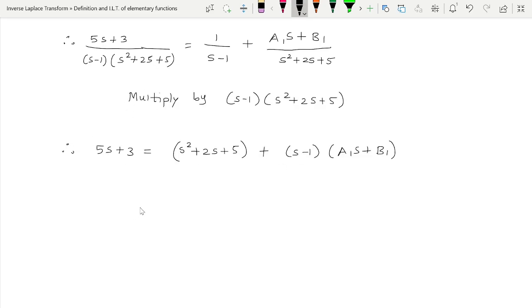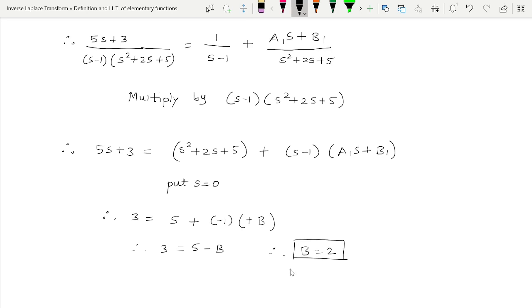Now in order to get the values of a1 and b1, we have to put some values of s. You can see that if I put s is equal to 0, then I will get the value of b1. So I will put s is equal to 0. Therefore 3 will be equal to 5 minus b1, and therefore b1 will be equal to 2.